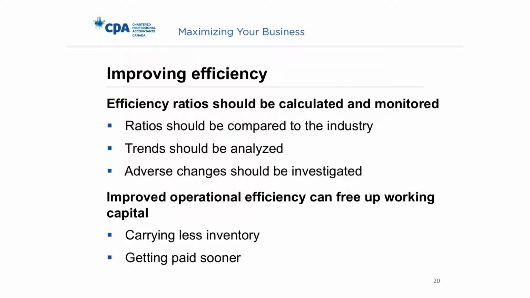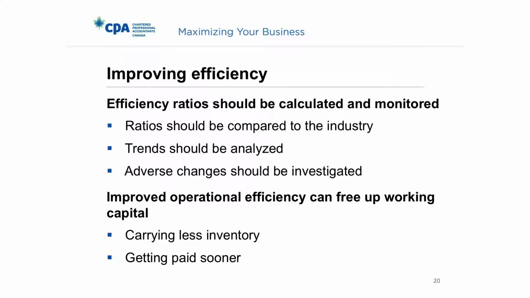Efficiency ratios are valuable tools used by the business to monitor their cash usage and cash needs. Efficiency ratios should be calculated and monitored regularly. They should be compared to your industry, and trends should be analyzed. Most importantly, adverse changes should be investigated.